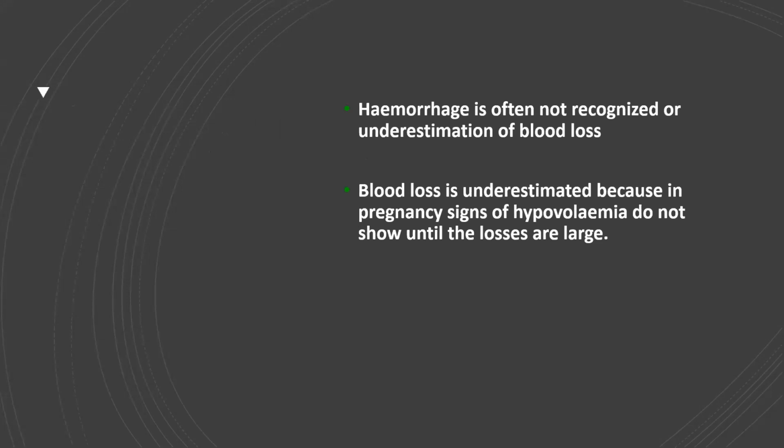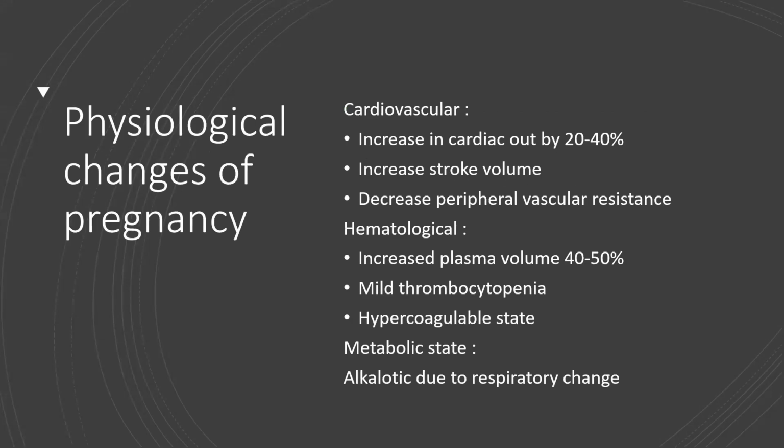So the biggest thing with hemorrhage is that it is often not recognized or we underestimate the blood loss. And the blood loss is underestimated because in pregnancy, signs of hypovolemia do not show until large amounts of blood are lost. The reason for this is the physiological adaptations of women who are going to deliver. The body already adapts, knowing that there's going to be bleeding at delivery. So you get increased cardiac output, increased stroke volume, increased plasma volume. Pregnancy is also a hypercoagulable state. All these are in preparation for delivery. That's why these women tend not to show early when they are bleeding. Unlike a non-pregnant patient, who will show signs early after a liter of bleeding, these women tend to present late with signs of hypovolemia.